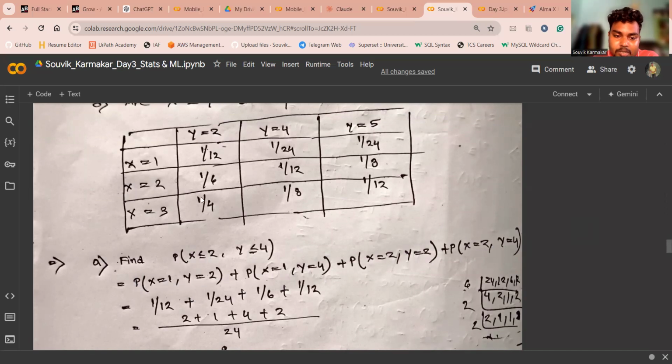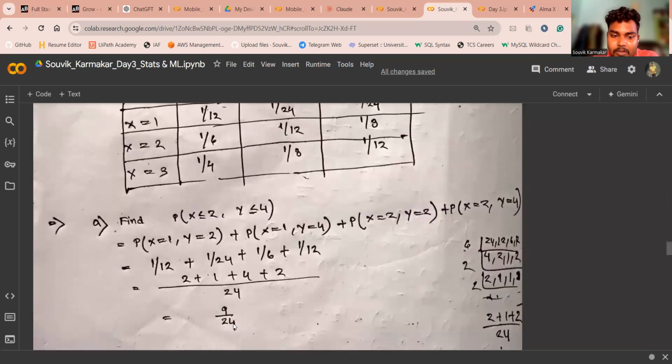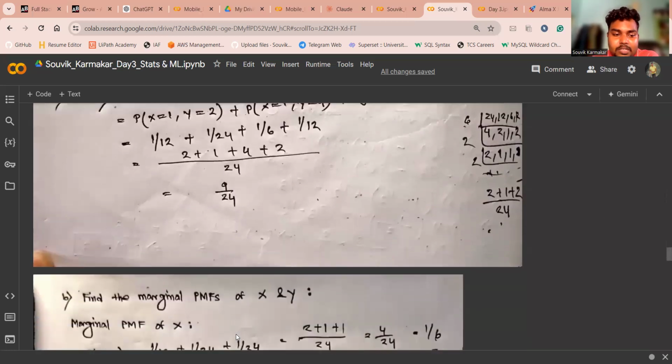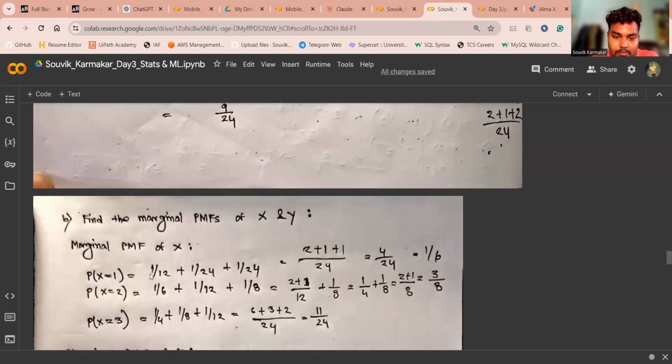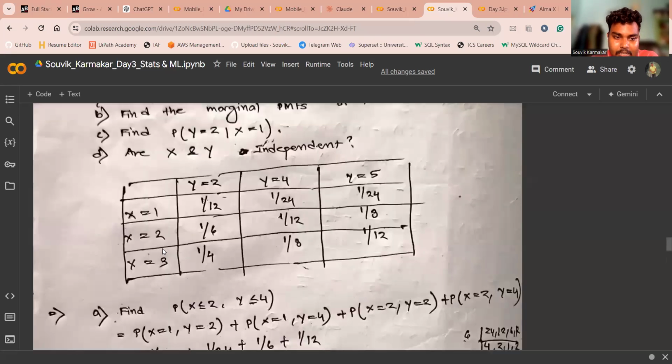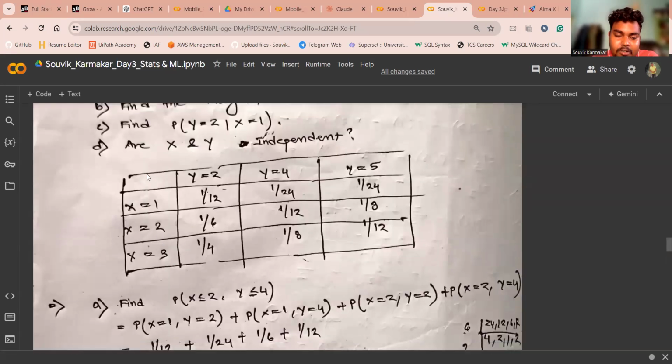So we are just putting all the values from this table, and after putting all the values in, we are getting the answer as 9 by 24. So next question: we find the marginal PMFs of X and Y. Let's calculate the marginal PMF of X first, then we'll move to Y.